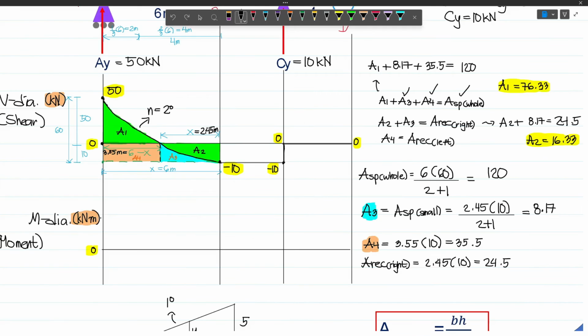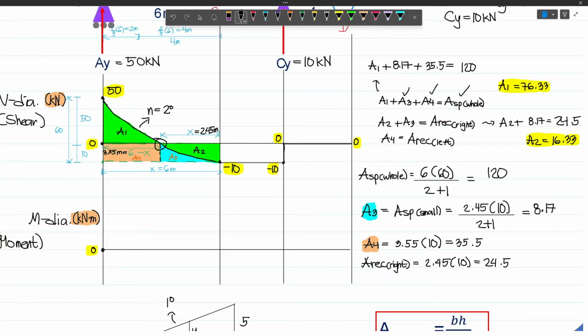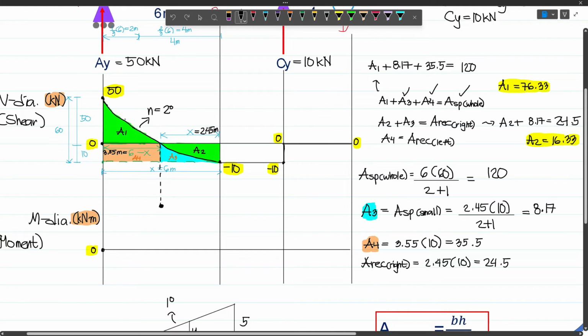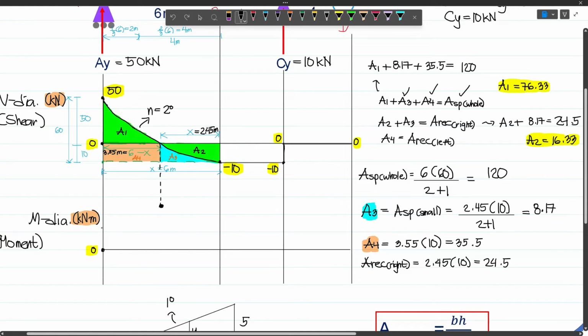Isn't it, in this moment diagram, we will start from 0. So this is our first point. And then, let's project a line here. And so this is it. Now you have to take note that where the shear is 0, that is where the maximum moment will occur. And so we actually have our maximum moment here. Now sir, why is it up? This is because our A1 is above the 0 line. So naturally, we will move up. And then sir, what will be the connecting line? Will it be like this or like this?